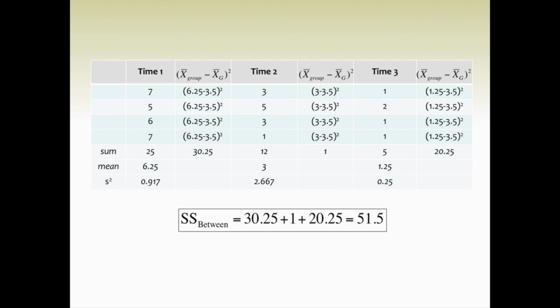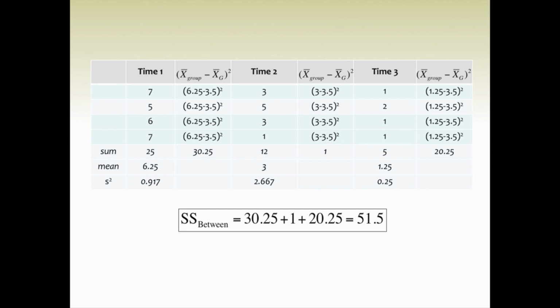Okay, so you've got your group means there. 6.25 minus 3.5 is the subtraction that you make for each person at time 1. That is the deviation of the group mean for time 1 from the grand mean. You square that deviation, as you do for a variance typically, and you add them all up. So you go 6.25 minus 3.5 squared, plus that thing again, plus that thing again. So 4 times basically the same fraction. You add those up, you get 30.25.